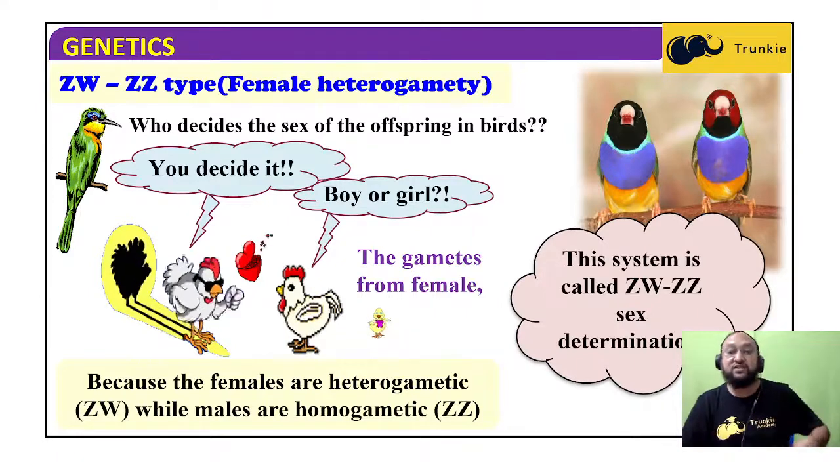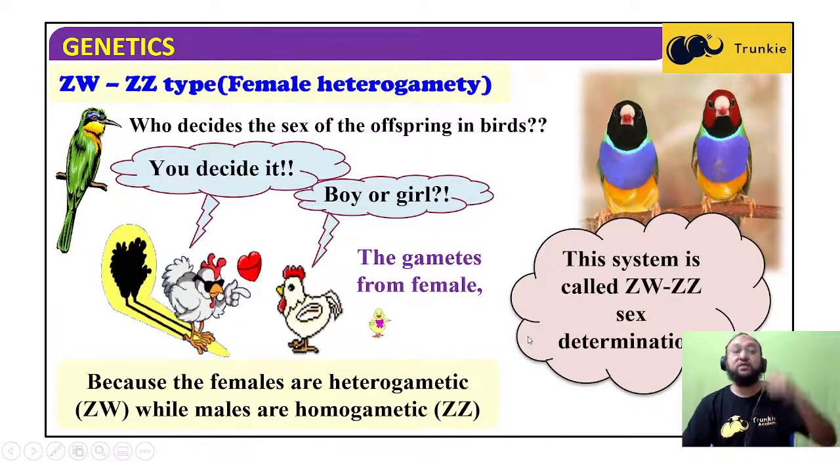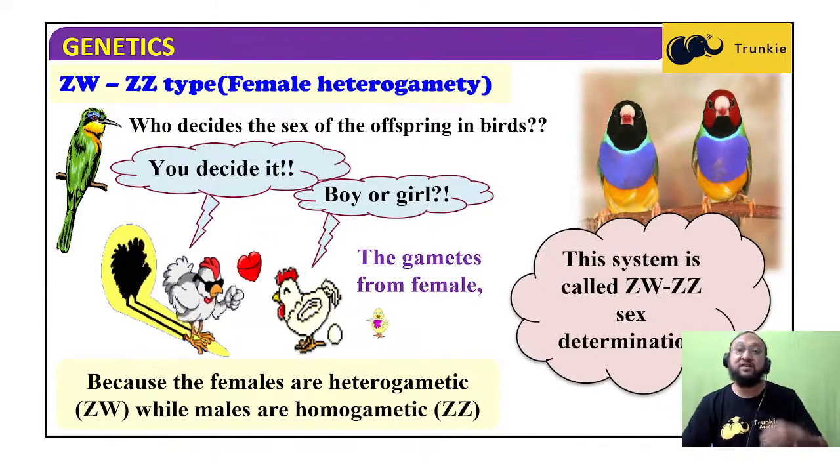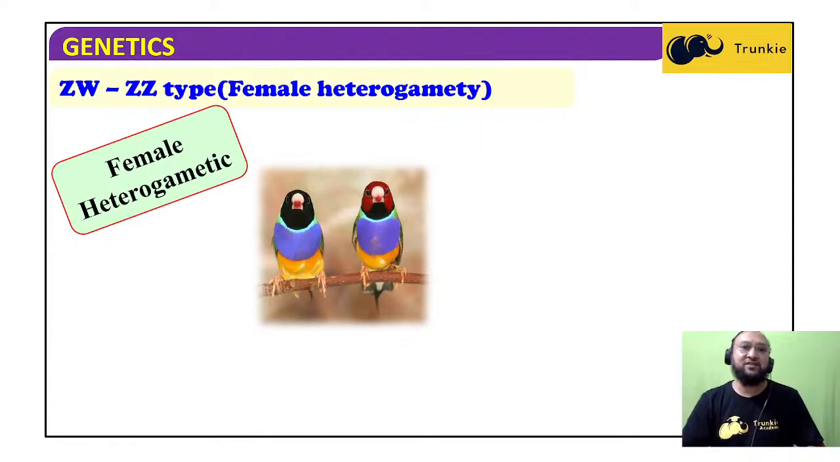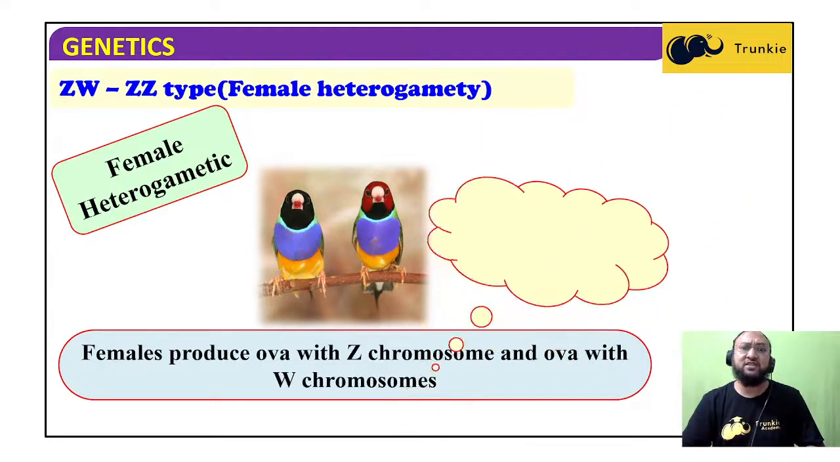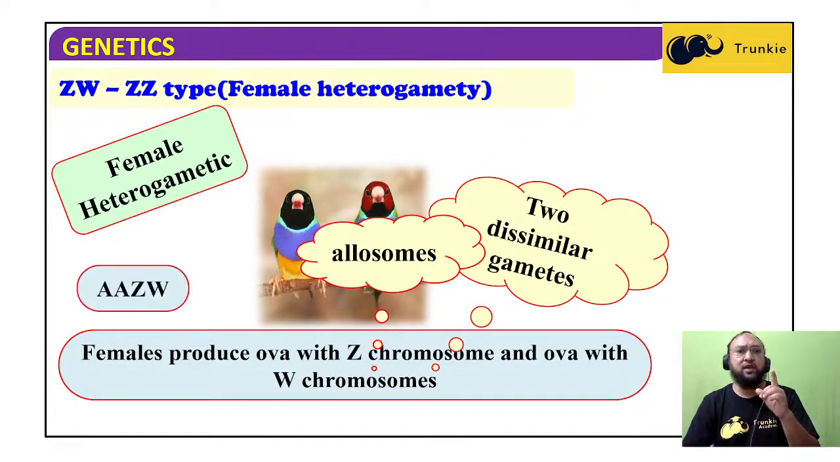It's ZW, ZZ sex determination. So this system is called ZW, ZZ sex determination, whereas the other was Z0, ZZ sex determination. In the case of human beings, it is XX, XY sex determination. Females are heterogametic, so they will produce Z and W ova. 50% of the ova or egg cells will have the Z chromosome and 50% will have the W chromosome, and two dissimilar gametes will form with allosomes.